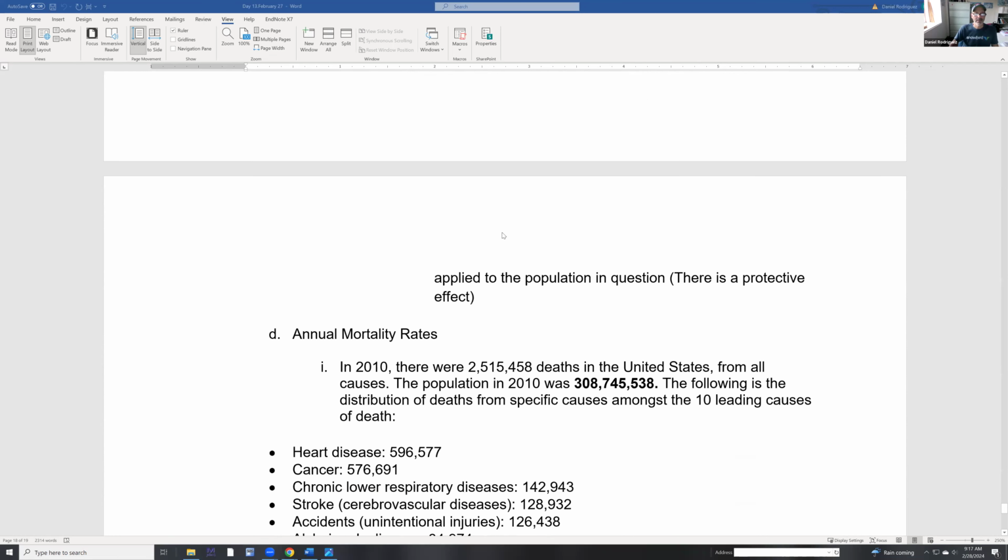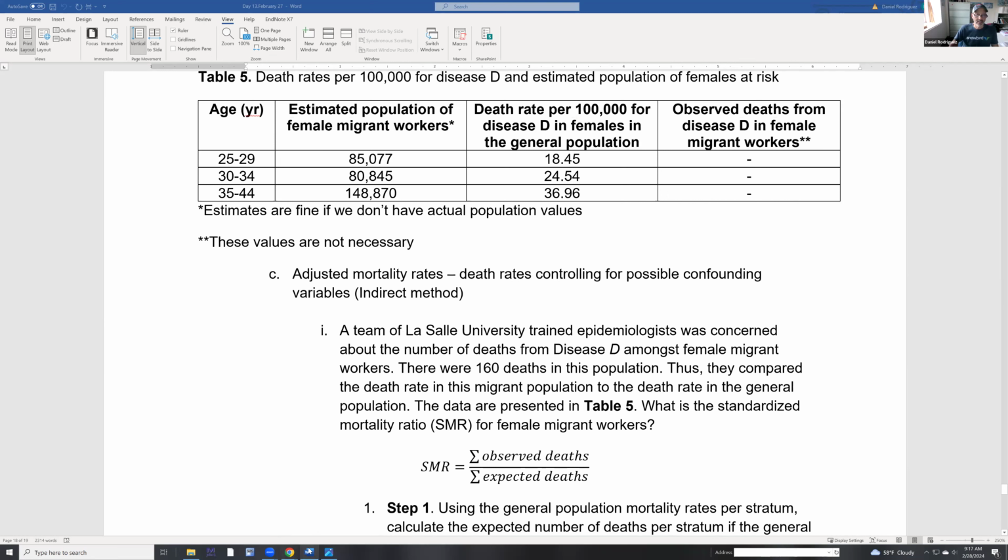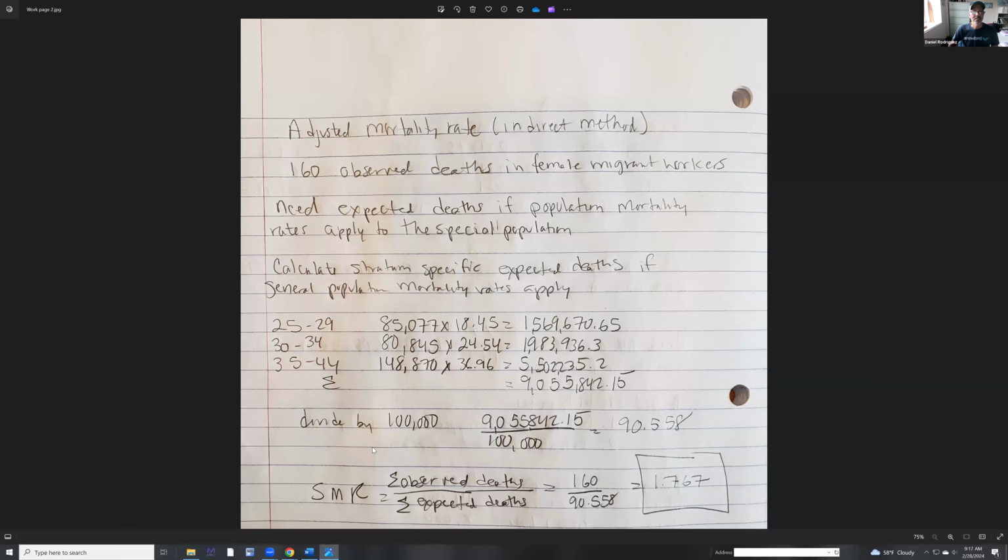Okay, so let's go ahead and do this. So here's that table, and I'll pull up a picture of my work. So we had 160 observed deaths in female migrant workers. So we need the expected deaths if the population mortality rates apply to the special population. So we're going to calculate the stratum-specific expected deaths based on the general population mortality rates. So here are the population sizes per stratum, right? We multiply each by the mortality rate.